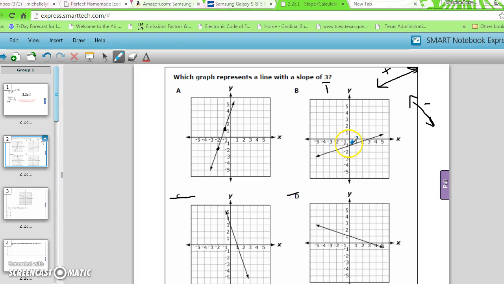On B, it crosses right here in the middle of these 4 boxes, and it goes up 1 and then over 1, 2, 3. So this one has a slope of 1 over 3, but this one has a slope of 3 over 1. So A is the answer.